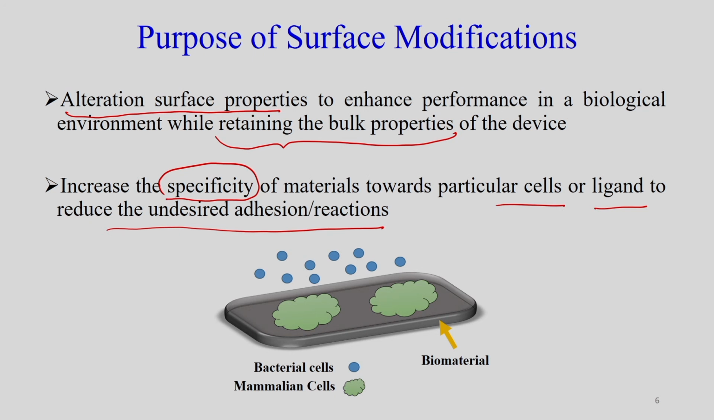the surface modification. So, here you can say in the environment we may have both mammalian cells as well as bacterial cells, but our interest is to restrict or inhibit the bacterial cell adhesion and to promote the mammalian cell adhesion, particularly if you are looking at the implant surface.